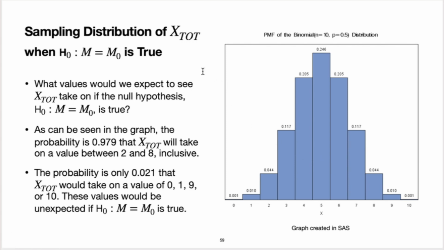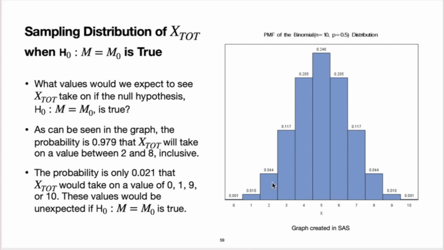And so what is the sampling distribution of EXST under the conditions of the null hypothesis? We know that when that's the case, EXST has a binomial distribution with p equal to 0.5. And again, here is a representative graph of the sampling distribution of EXST under the conditions of the null hypothesis. And so what values would we expect to see EXST take on if the null hypothesis is true? We can see from this graph that if the null hypothesis is true, and therefore this is the sampling distribution of EXST, there's a very high probability of observing a value of EXST between 2 and 8.